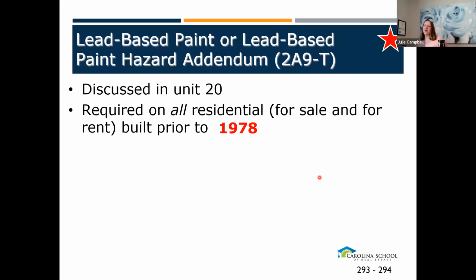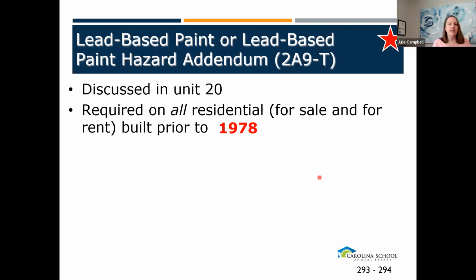Thank you. So anything built prior to 1978, remember this form does not say this house was built in '63, so it has lead in it. What this form is saying is because this home was built in 1963, it may have lead in it. And this is the buyer's and the tenant's opportunity to investigate, address, whatever.